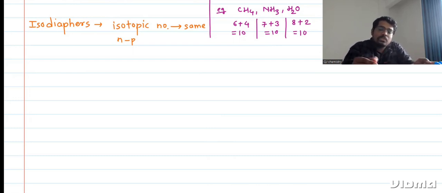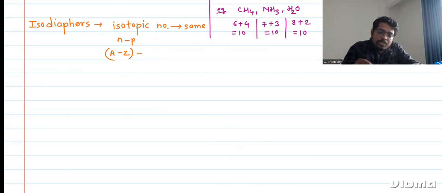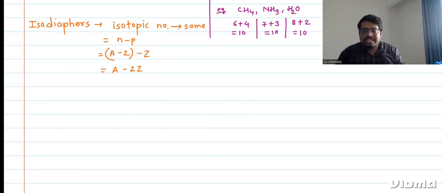Now, number of neutrons is nothing but what? Number of neutrons is A minus Z, that is atomic mass minus atomic number. So number of neutrons minus number of protons, and proton number is the same as the atomic number. So isotopic number is equal to A minus 2Z. By using this formula, we can easily calculate isotopic number for the species.